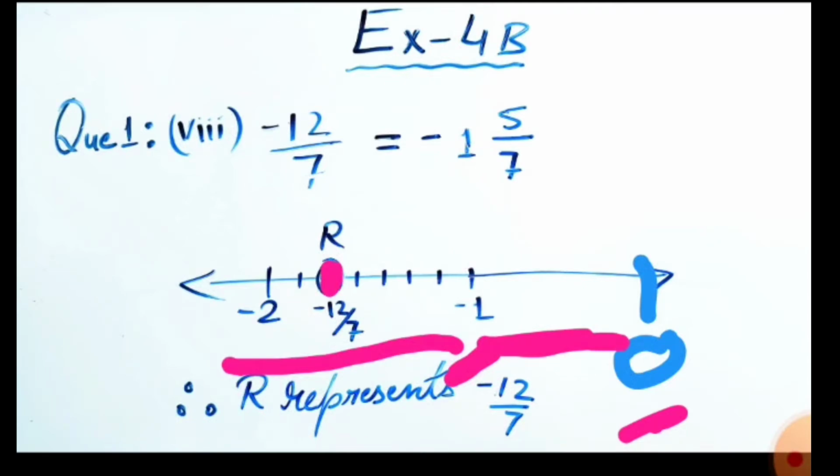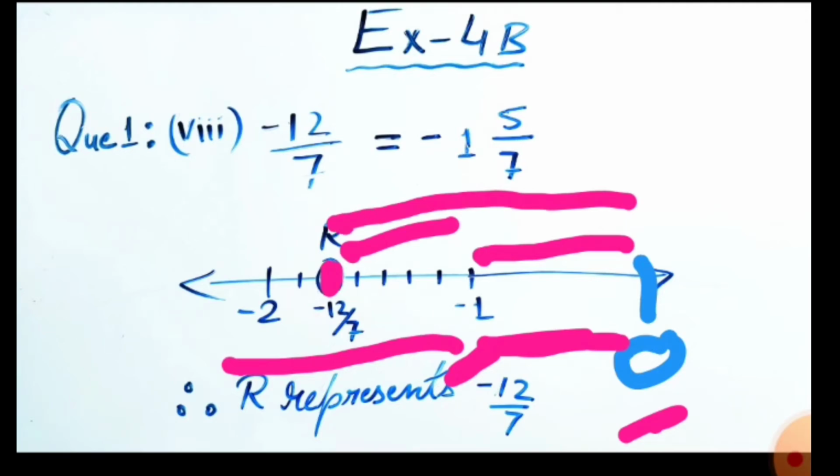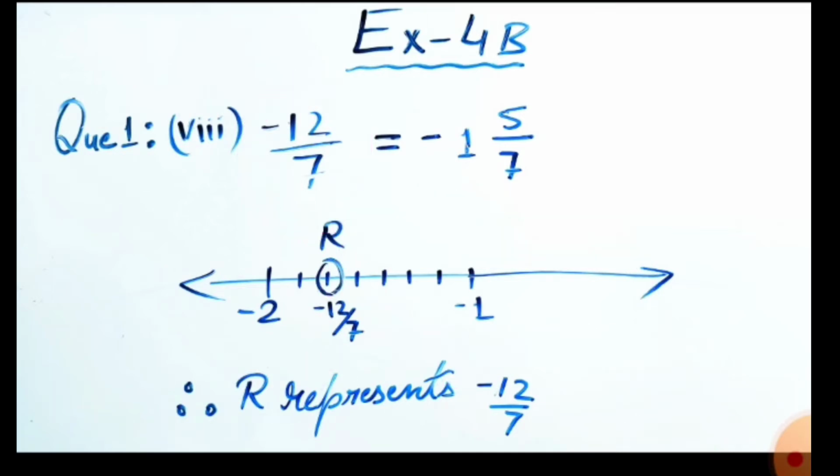This is the fifth part. So if we see from here 0 to this, so this is 1 whole, 1 means 1 complete, and this is 5 by 7. So complete, it is 1 whole 5 by 7. So we can write it as minus 12 by 7 directly here, and give any name. I have written R. So you can write here as, therefore R represents minus 12 by 7.